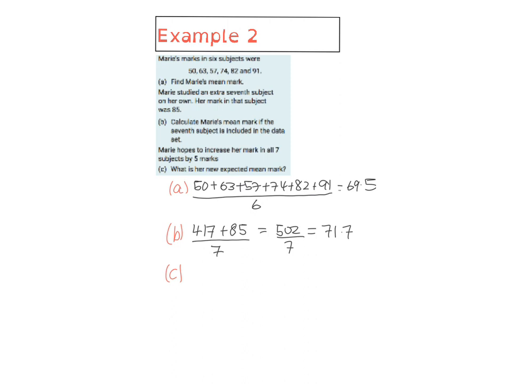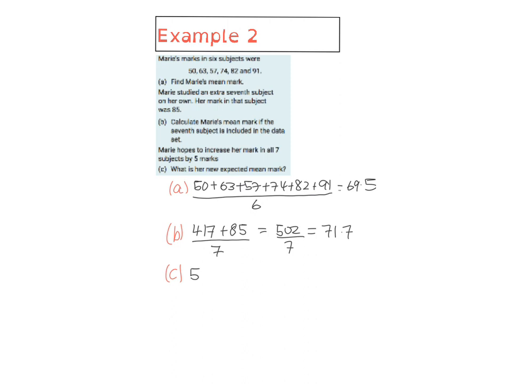Marie hopes to increase her mark in all 7 subjects by 5 marks. What is her new expected mean mark? So she hopes in every single subject that she gets an extra 5 marks. So the first way that I could do this, I could just add 5 onto every score.